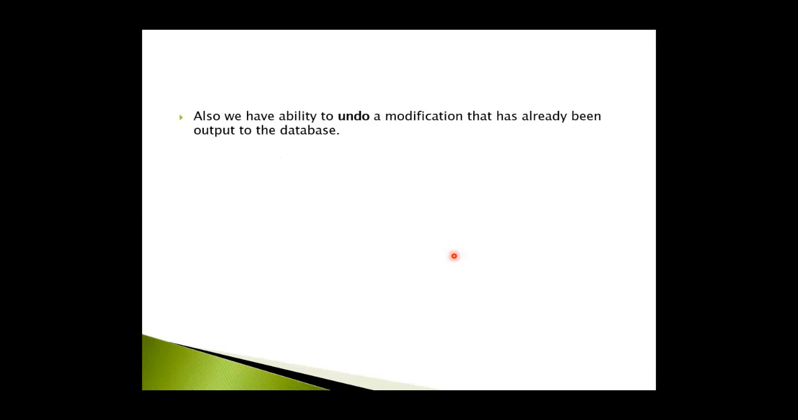Also, we have the ability to undo a modification that has already been output to the database. We undo by using the old value field in the log records. Now it is very simple to understand. In day-to-day activities, whenever you use Word or Excel or any kind of text editor, you come across these two operations many times, undo and redo. So here we are going to focus on these two operations only. And with these two operations, we are going to see how these recovery techniques work. So we undo the operation by using the old value field in the log records.